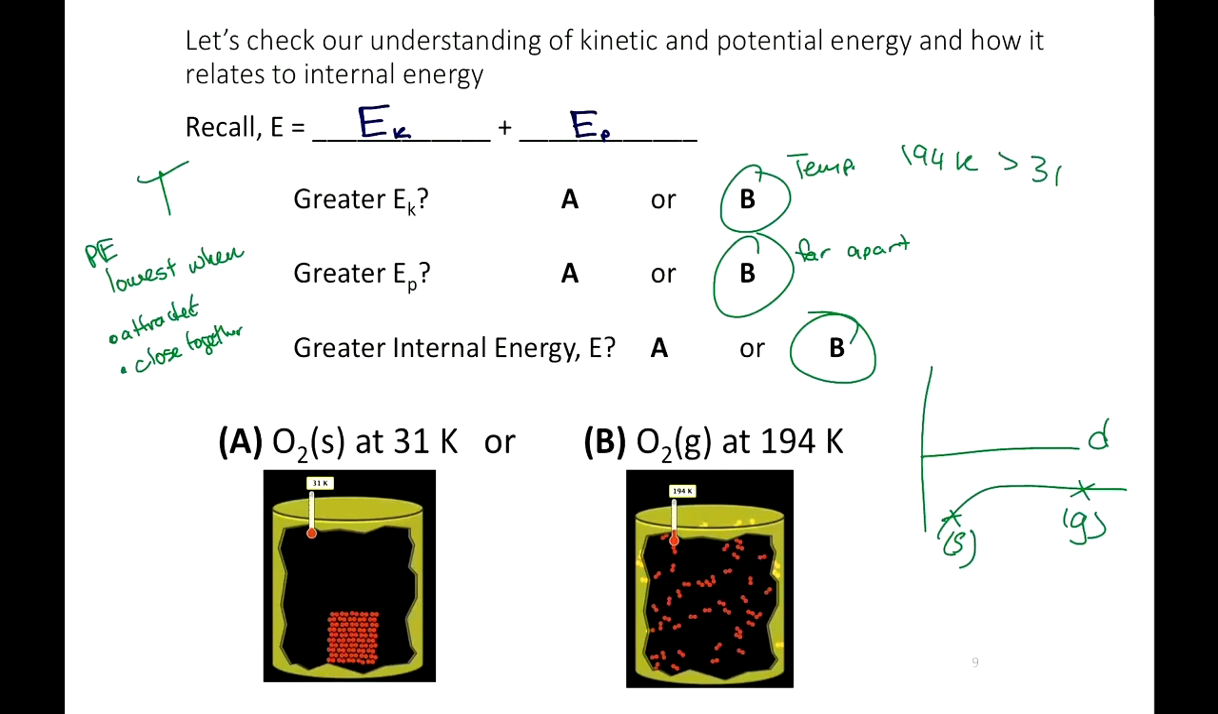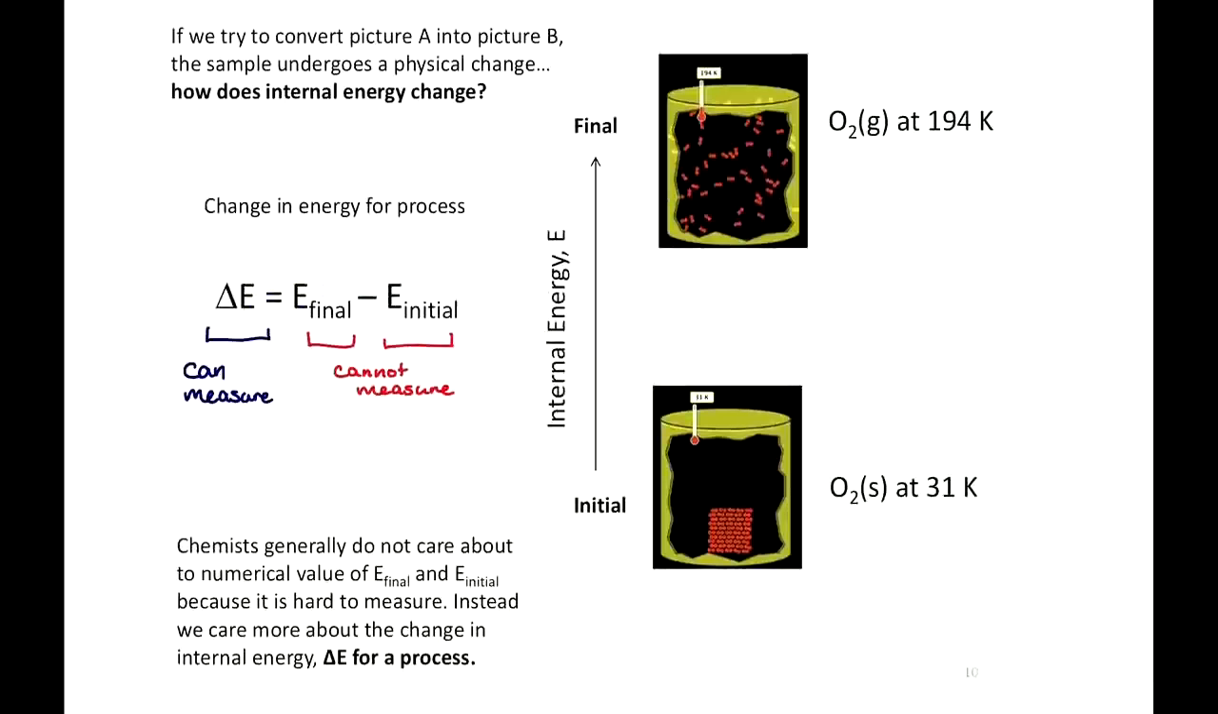So here's the thing. We actually will really never calculate internal energy for a sample. We will never look at a sample of water and say, bam, that's the value of internal energy for that object. No, what we care about as chemists is actually the change in internal energy for a process. We want to know how much energy is required to make this change, to go from picture A to picture B. We don't care about the absolute values of internal energy. We care about how internal energy is changing for a process.